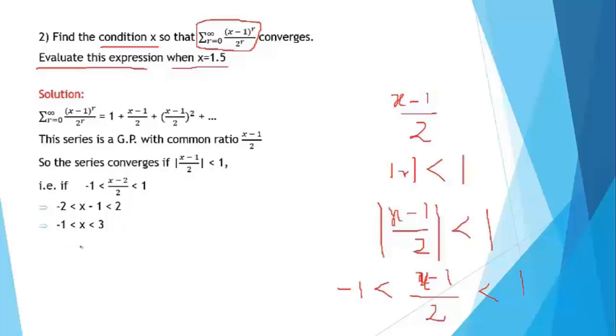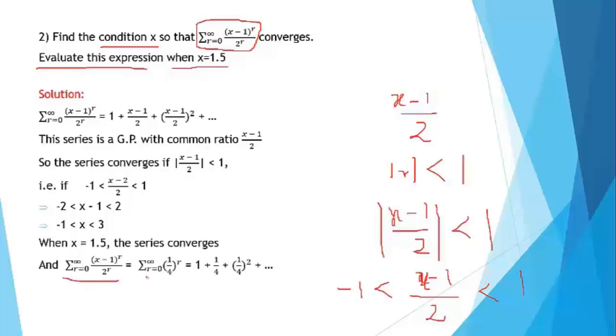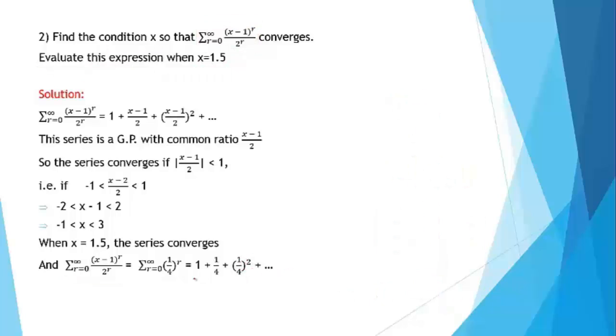So by substituting x equals 1.5 in the expression, we get the expression equals sigma (1 by 4) to the power of r, where r goes from 0 to infinity. So we substitute 0, 1, 2, 3 for r, so that we get the series like 1 plus 1 over 4 plus (1 over 4) whole thing to the power of 2, and so on, up to infinity. So now we need to find the sum of this series. So the series has a common ratio of 1 by 4, which is less than 1.